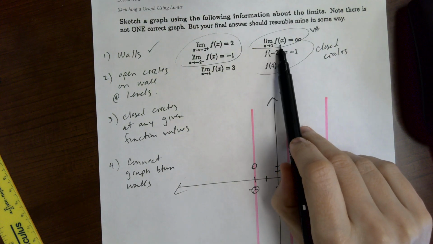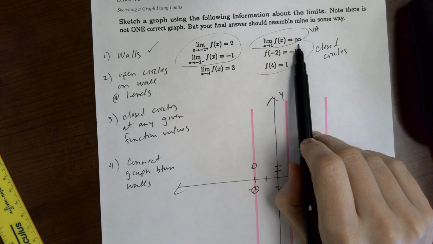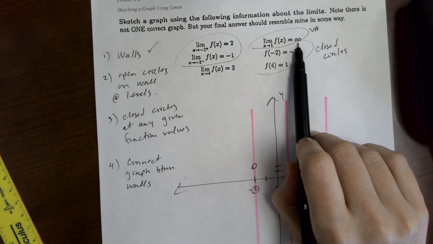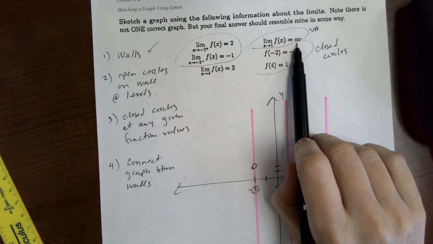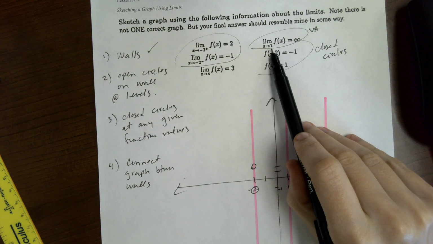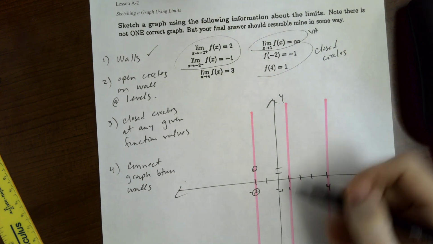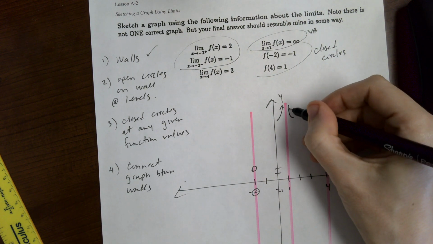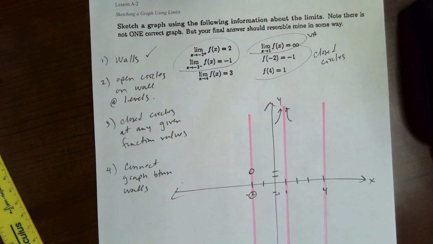Now this wall, there is no level. So the limit as x approaches 1, it's just shooting up to infinity. So for here, instead of open circles, I'm going to have an arrow shooting way, way up. But on which sides of the wall? On both sides. So here's this wall. So it's going to be going like that. Okay, very close to that wall.